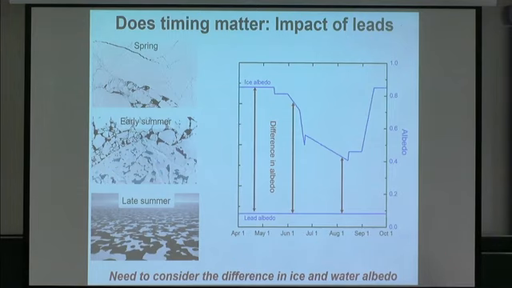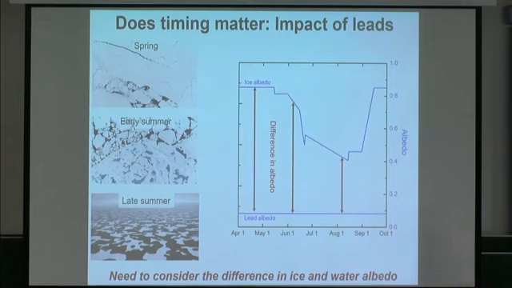We can look and say, okay, again, our idealized albedo evolution over the summer is here, and the albedo of a lead is there. Lead albedos are pretty nice. They're basically somewhere between 0.05 and 0.1. So again, that's another way we can simplify the treatment of albedo on a wide range of scales.